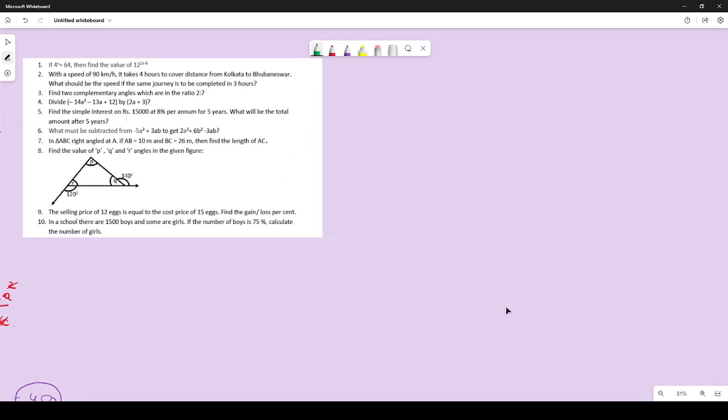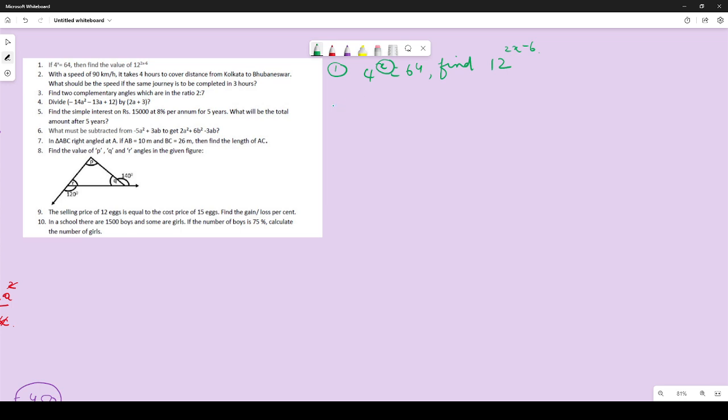How to solve these questions. Now, the first question over here is, if 4 to the power x is equal to 64, find the value of 12 to the power of 2x minus 6. Now here you have to find the value of x.